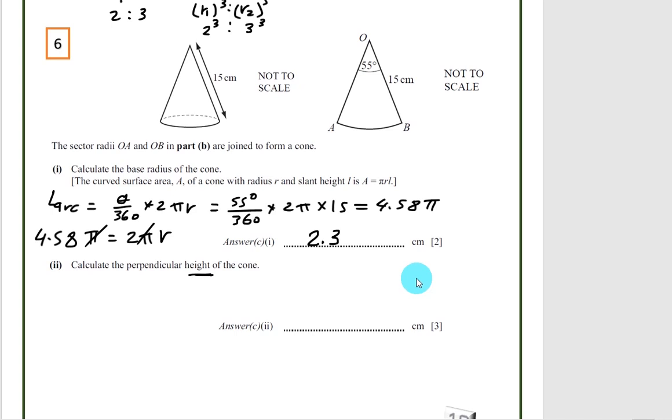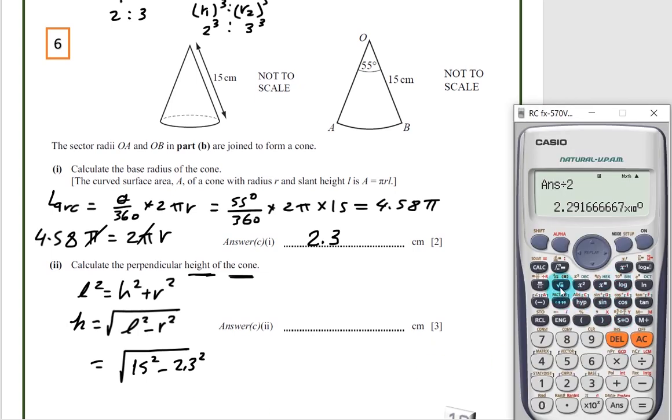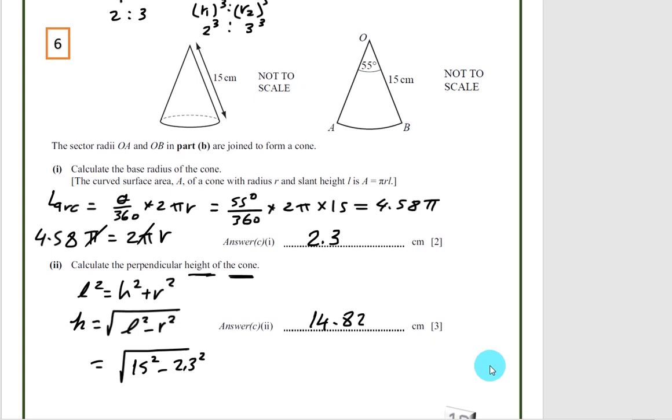Calculate the perpendicular height h of the cone. Again, L squared is equal to h squared plus r squared. So h is equal to the square root of L squared minus r squared. L according to the given data here is 15. So it will be the square root of 15 squared minus 2.3 squared. So 14.82 is the height of the cone.